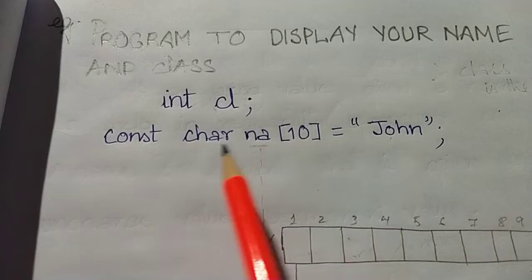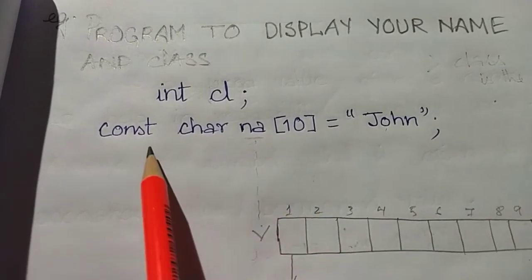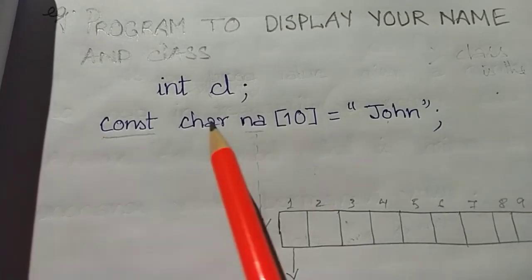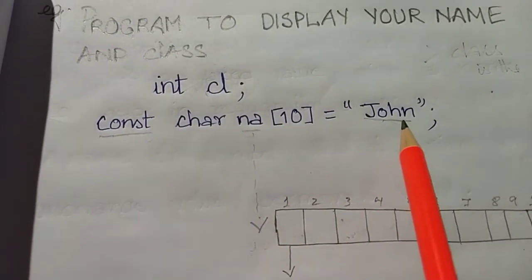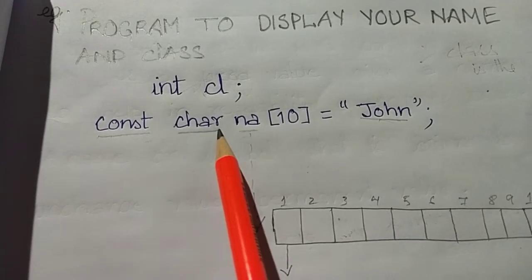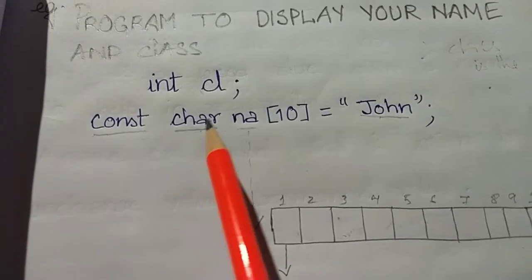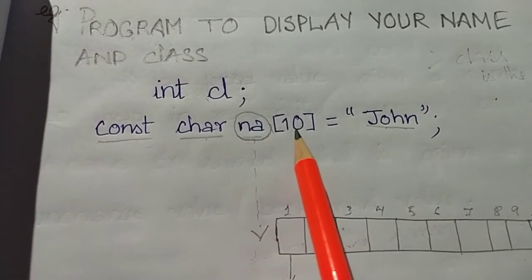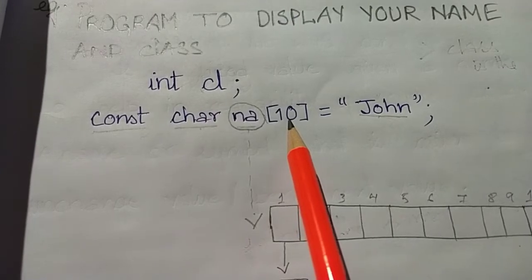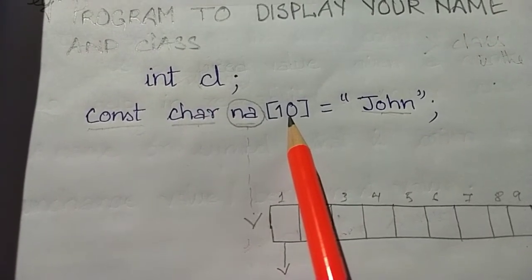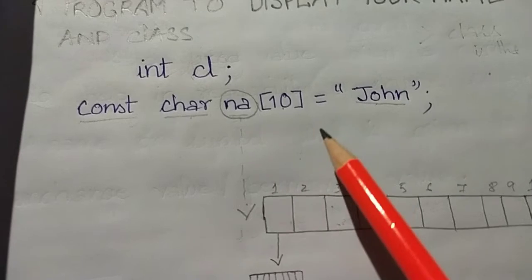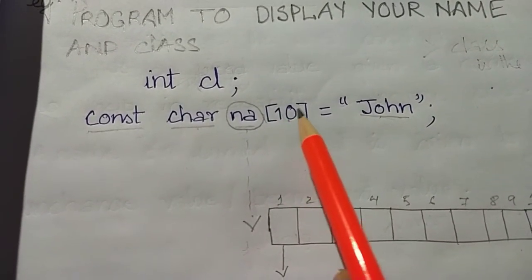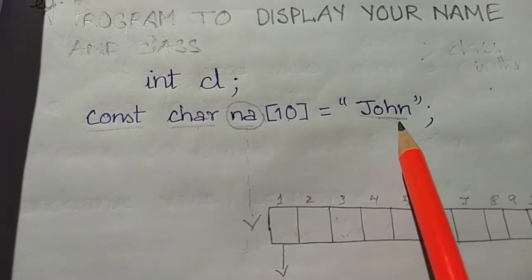So what I did to declare this name as a constant value, I mentioned we have to use what? The keyword const. And then I have to input the characters. Therefore, my data type after that is char. And the name of my variable I give as NA. And over here I specified that I'm going to take 10 characters, or my name includes 10 characters. Therefore, I mentioned the size will be 10. And then I assign the value over here.